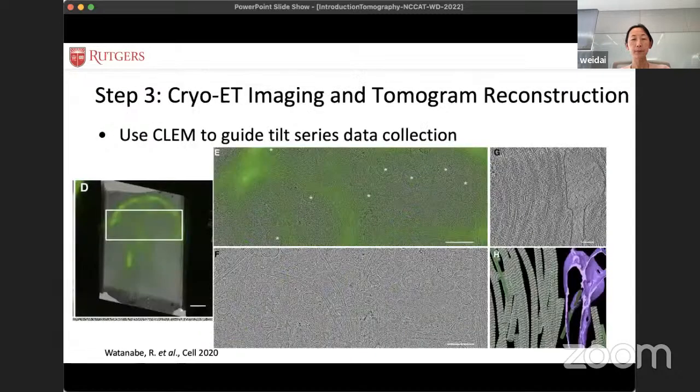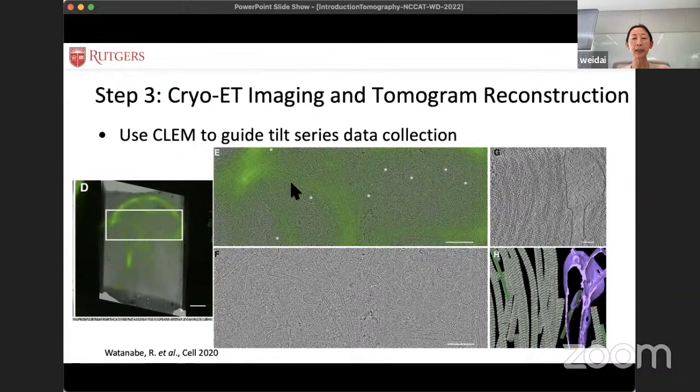Okay. And then after you generate that lamella, you remove the grid from the FIB and transfer it to the TEM. Here they look very similar, but this is actually a TEM image of your lamella overlaid with your fluorescence image. And this lamella, you can tell, is slightly transparent, meaning the thickness can be penetrated by the electron beam, right? And then you use the fluorescent signal as guidance. You can collect tilt series of microtubules from this lamella, right?